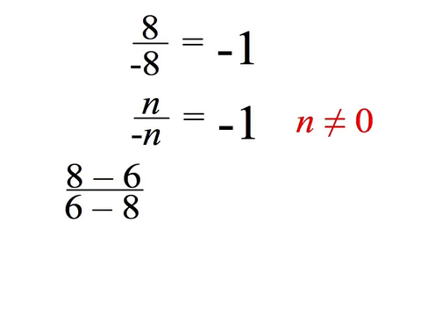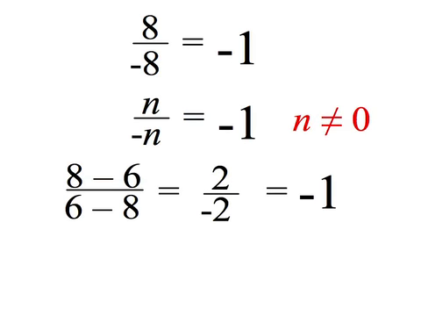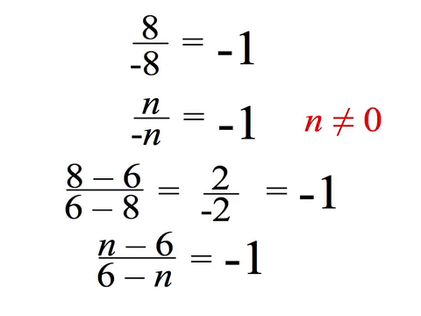And here's 8 minus 6 over 6 minus 8, which of course is 2 over -2, which of course is -1. And now we replace the 8 with an n, and you'll realize that as long as n isn't 6, any number take away 6 is the opposite of 6 take away that number. So in lowest terms, it's -1, provided in this case that n is not 6.